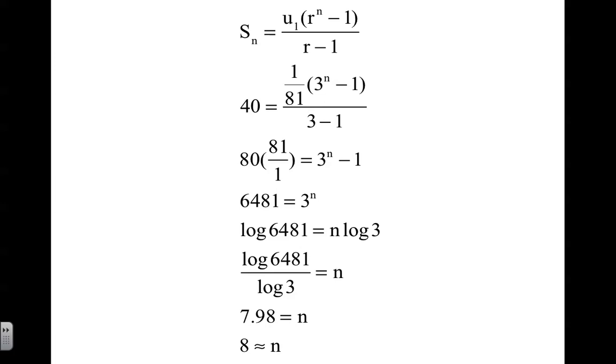Because we have an unknown exponent, we can just use our log laws and try to isolate n, so we get log 6,481 equals n log 3. Divide both sides by log 3, so we get n equals log 6,481 over log 3. So a fairly exact answer is 7.98 equals n, and because we are trying to find the smallest value of n for which Sn is greater than 40, we can round that up to 8.